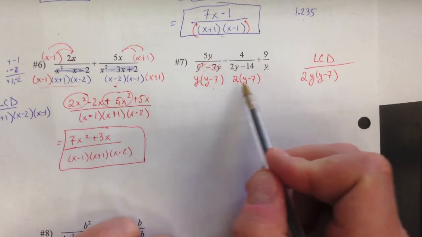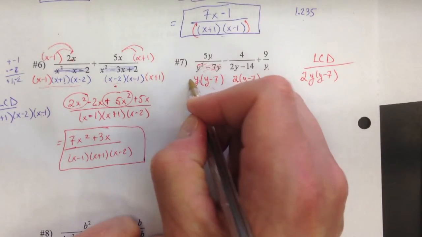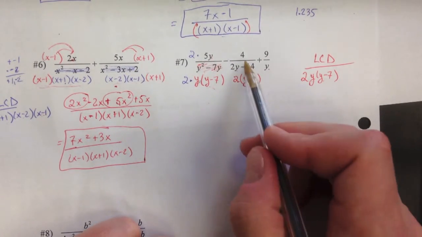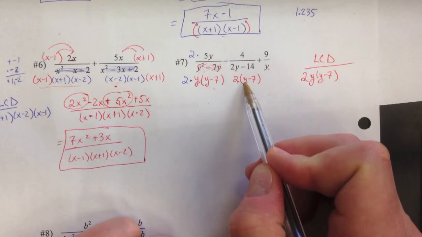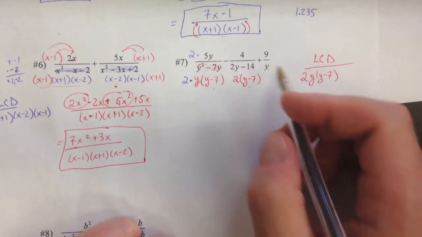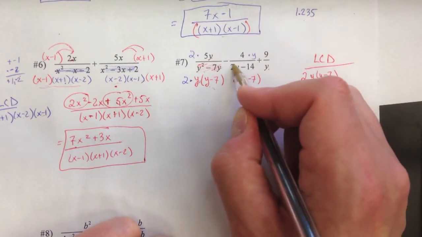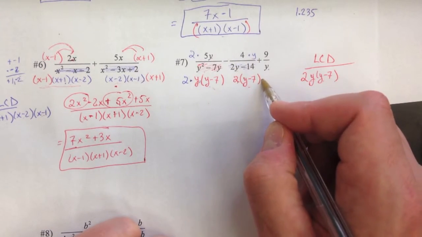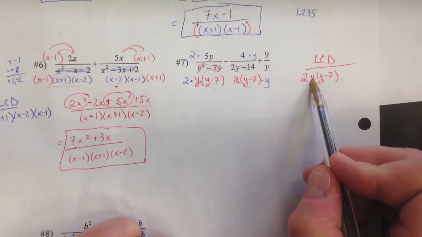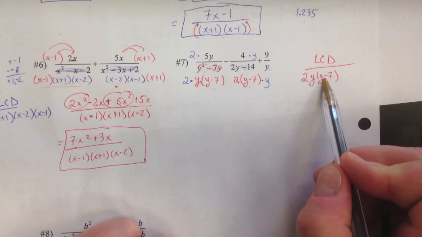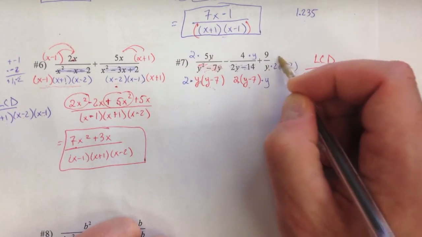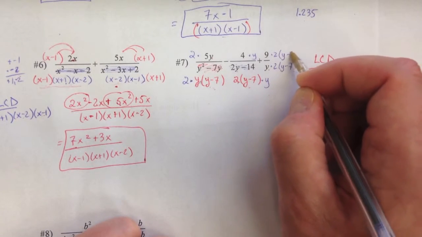So what we're going to do is take the first fraction here. What we're missing is 2. So we're going to go times 2 over 2. In the second fraction, 2 times y minus 7, what we're missing is the y. So we're going to go times y over y. And in the third fraction, we've got the y, but we're missing 2 and y minus 7. So times 2 times y minus 7, over 2 times y minus 7.